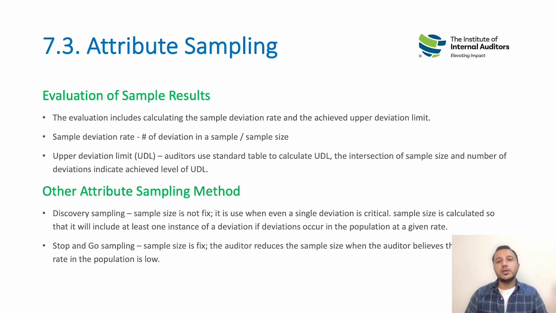The other way is stop and go sampling, in which again the sample size is not fixed, and the auditor reduces the sample size if he believes that the deviation is within the acceptable limits, or increases the sample size if he believes that the deviation is not within the acceptable limits, just to see to what extent the gravity of the issue is there.